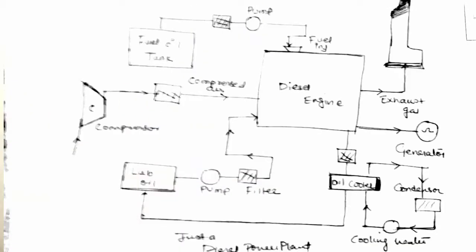Coming to the diagram, one of the components is a fuel oil tank, which is the place where the fuel, that is the diesel, will be stored. And then there will be a pump which will be used to pump the fuel from the tank to the engine. So again, the diesel engine is an internal combustion engine.